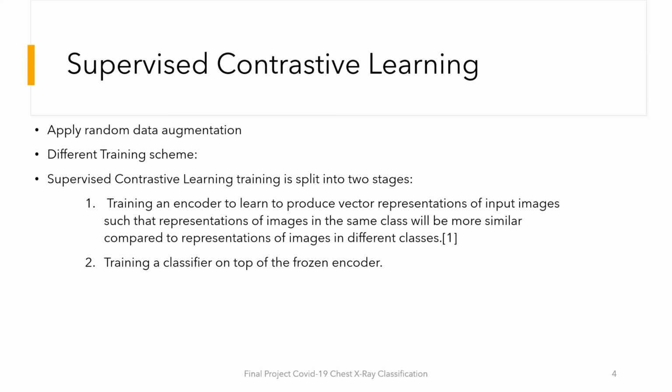And then we're going to train a separate classifier on top of the frozen encoder, which means the only weights being updated in the second step are going to be for the classifier model itself. This fully connected layer, all those layers, the weights are going to be updated using this frozen encoder.